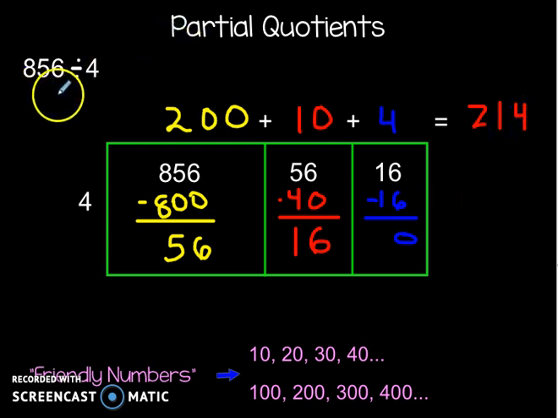So 856 divided by 4 is 214. And that is how you use the area model to do partial quotients when I'm dividing a 3-digit dividend by a 1-digit divisor.